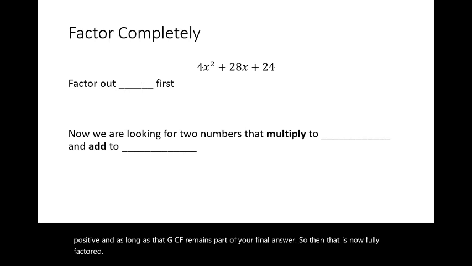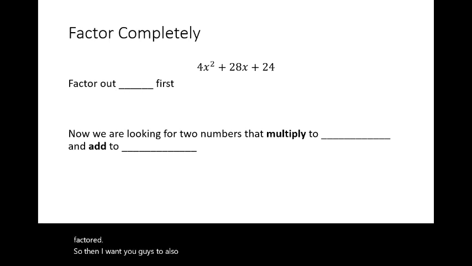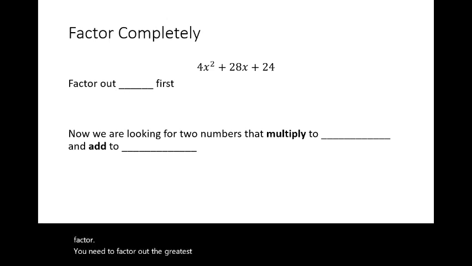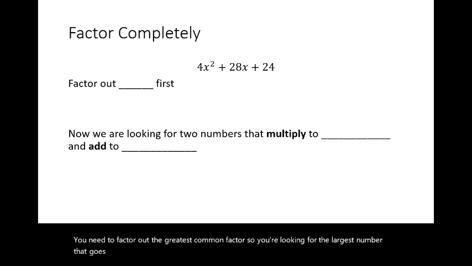So then I want you guys to also try this next one. Now remember, if the leading coefficient is positive, you do not need to factor out any negatives. And if there is more than one common factor, you need to factor out the greatest common factor. So you're looking for the largest number that goes into 4, 28, and 24. So go ahead and give this one a try and resume the video when you are done working.